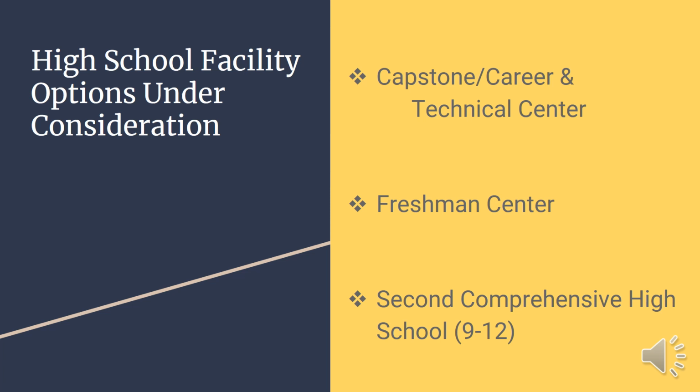The third approach might be just to go ahead and build a second comprehensive high school just on a smaller scale. That option would allow a variety of opportunities for kids, and we're going to talk a little bit about pros and cons of each of these approaches.